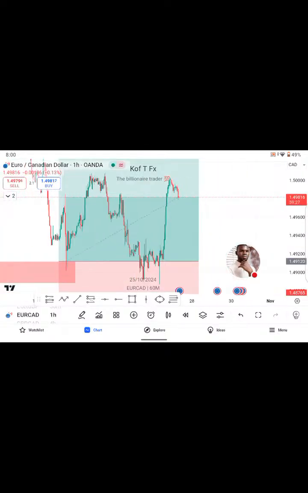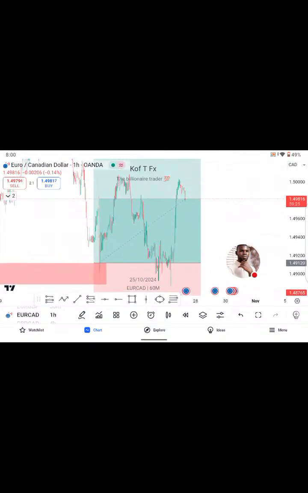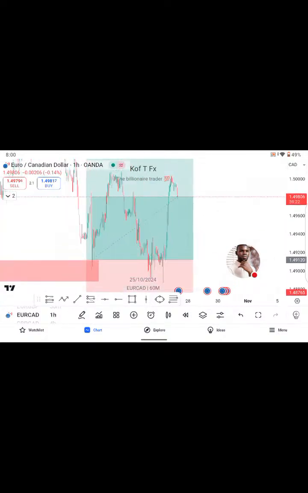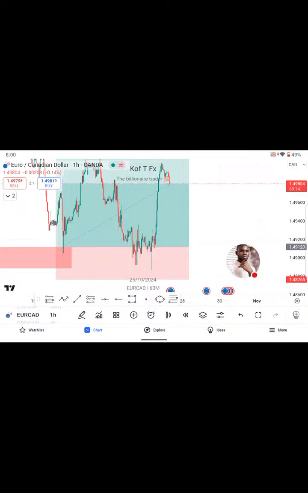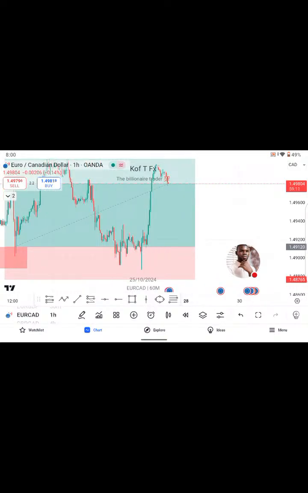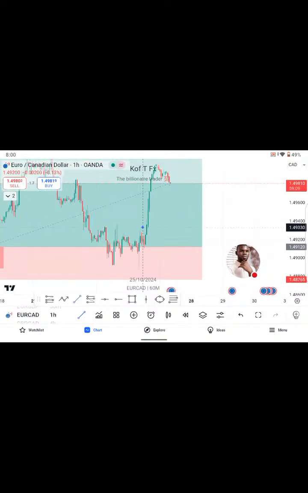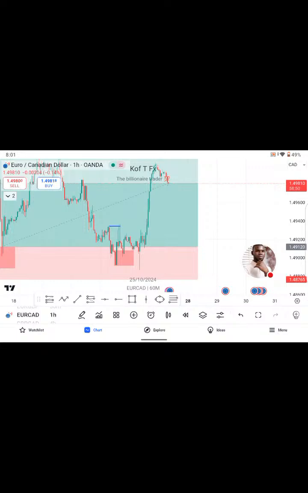Euro card. This is very funny. After moving like 2 hours, close to 3 hours, then it came back to the entry zone and then continue moving in the actual direction. The funniest thing is that at this point, I was considering this to be a change of character and expecting that price should not get below this level. But as you can see, price actually took out the low before going. So I think there are a lot of manipulation there.